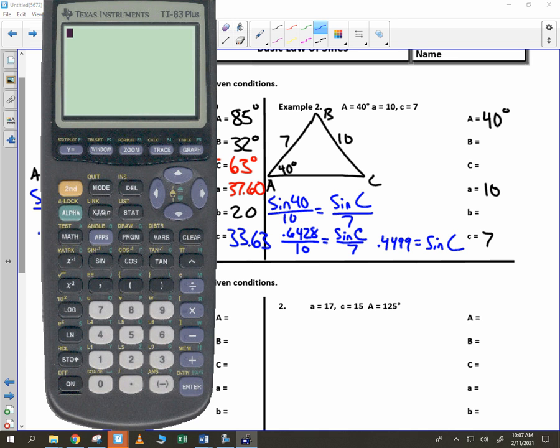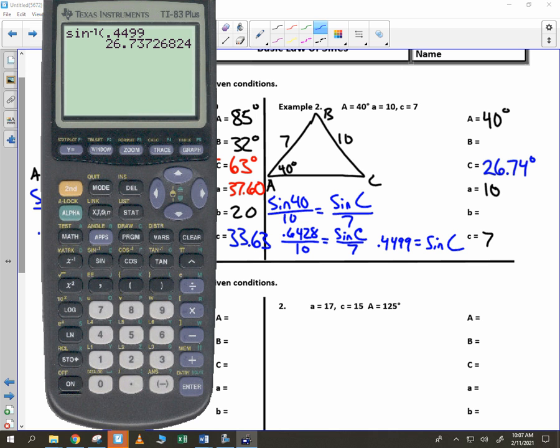Does anybody remember what we press on our calculator if we're looking for an angle? Second sine. So when you're looking for an angle, you don't press sine, you press second sine, sine inverse. And we type in the decimal, 0.4499. And it gives us 26.74. And folks, if you're off by a hundredth, I'm not that concerned, okay? If you're off by a degree, that's definitely a concern.